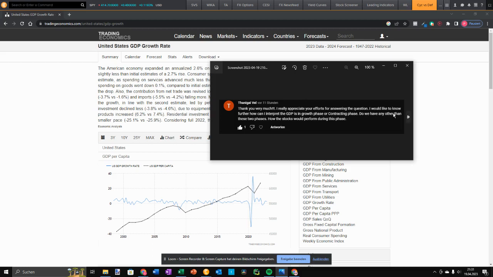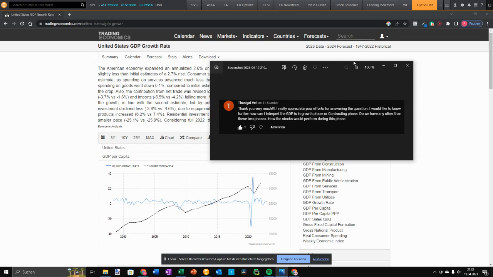So, do we have any other phases than these 2, contraction or growth? Basically not. What's not growing is contracting, but you can also split the growth phase into early growth and later stages. I don't know what the stages after that are called, but in my experience, that's not so important. It's more important to predict how much the GDP will be growing. Will it be more like 1% or more like 5%?